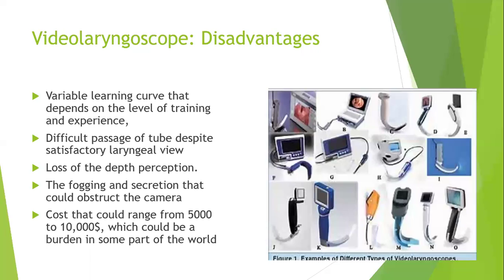Sometimes it may be difficult to pass the tube, despite the fact that you are seeing a satisfying laryngeal view. You lose the depth perception, and fogging and secretion can obstruct the camera. In our resource-limited environment, the cost may be prohibitive, about 5,000 to 10,000 pounds. But it is something that we can advocate for, ask donor agencies, and prioritize the need for it, especially when we consider the advantages of video laryngoscope.